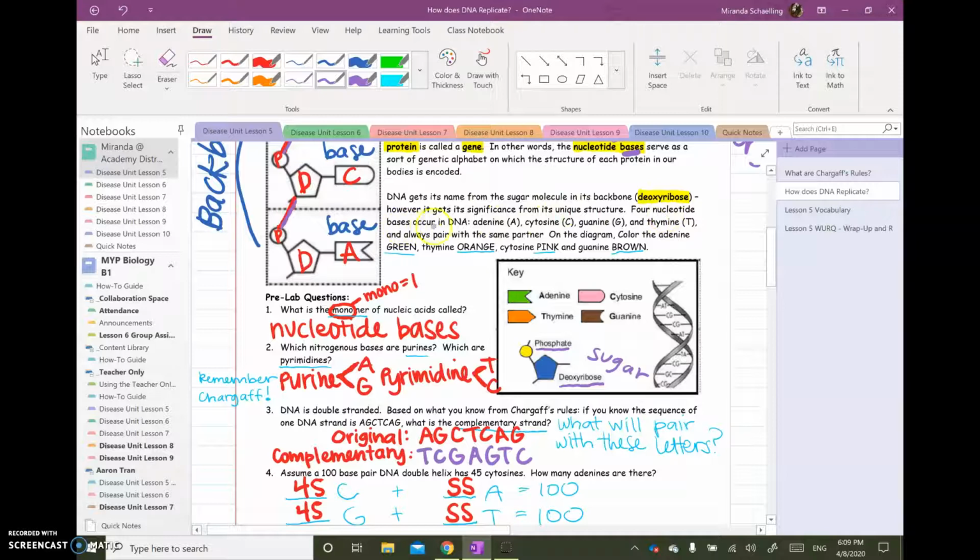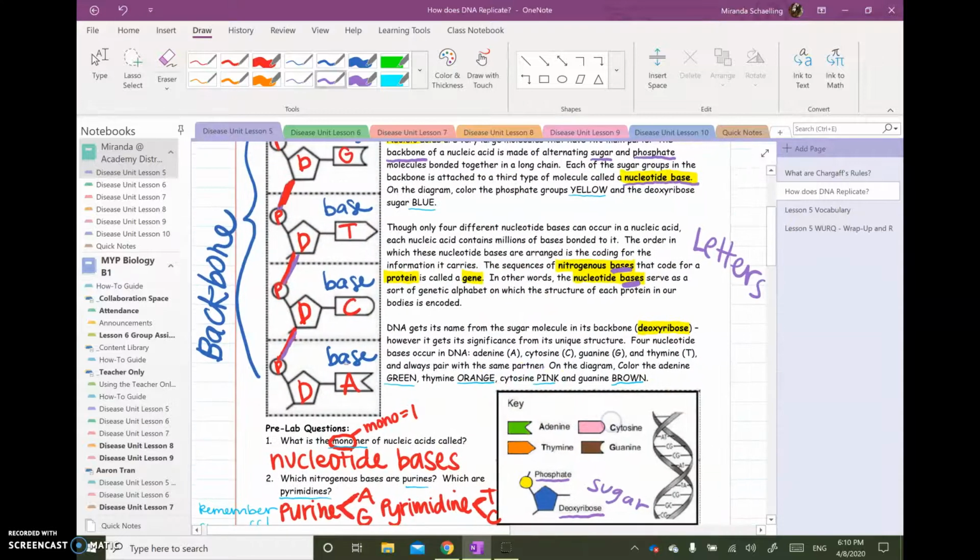Four nucleotide bases occur in DNA: adenine, cytosine, guanine, and thymine, and they always pair with the same partner. Period. On the diagram, color the adenine green, thymine orange, cytosine pink, and guanine brown. So again, I colored them on here, and then over here I just added their letters.